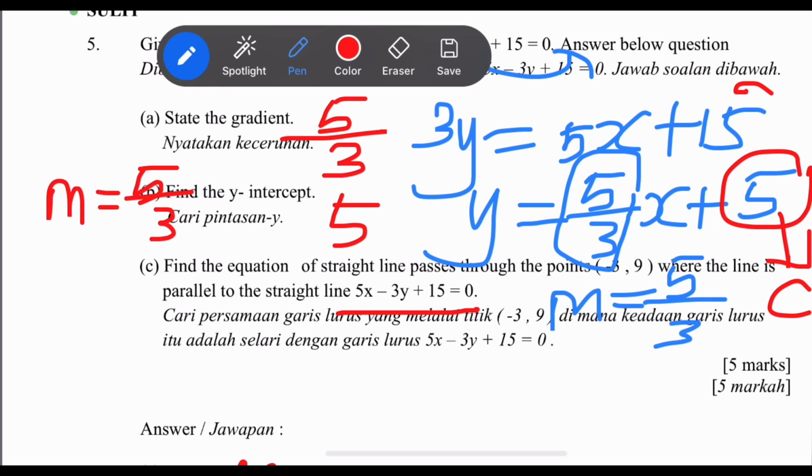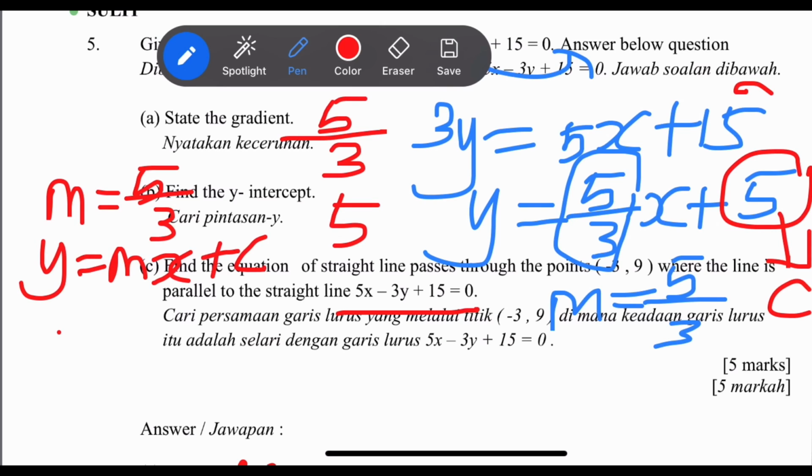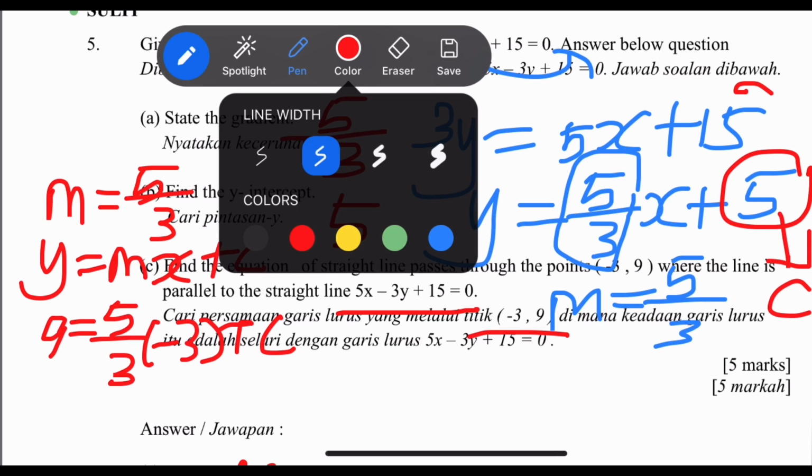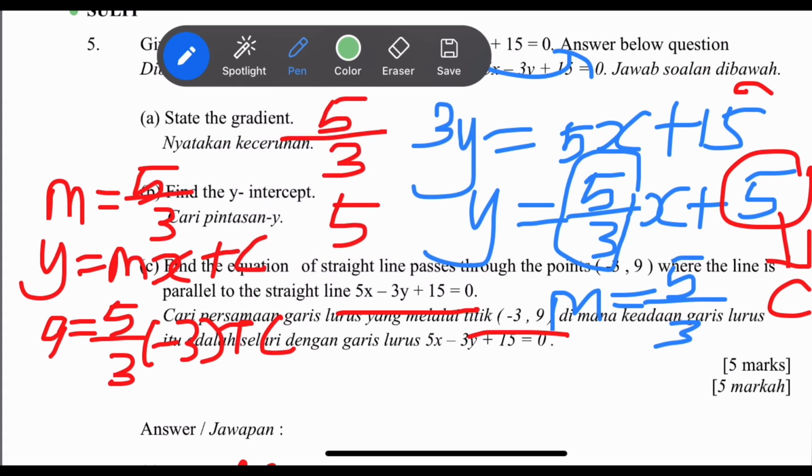M must be the number to the left of x, multiplied by x. For c, we have to find the intercept for the new equation that is parallel to the straight line. Parallel, so the gradient will be the same. So we have to use a point to find the new c. Substitute y is 9, x is -3, and solve to find c.